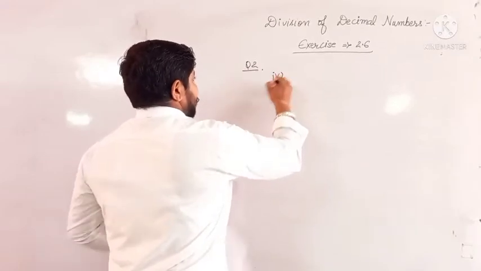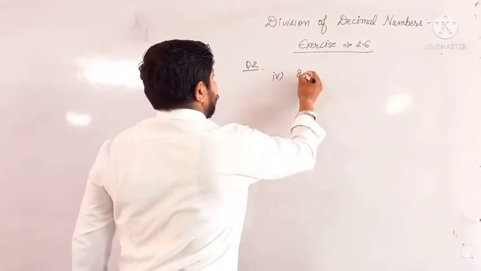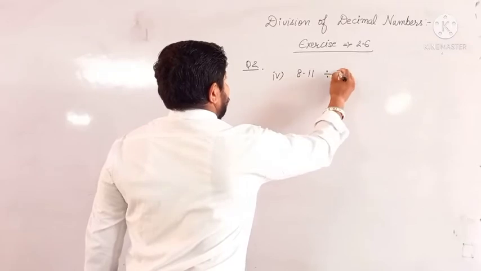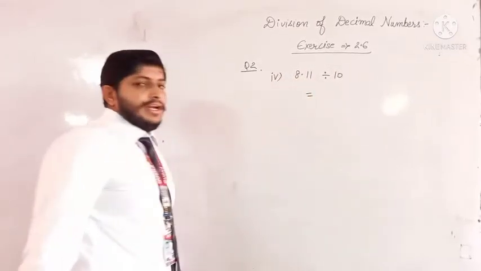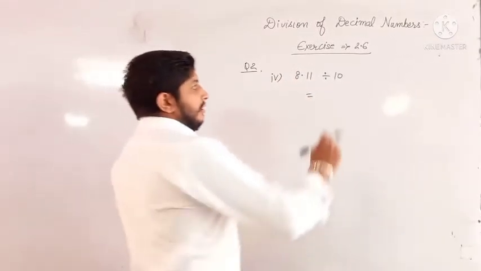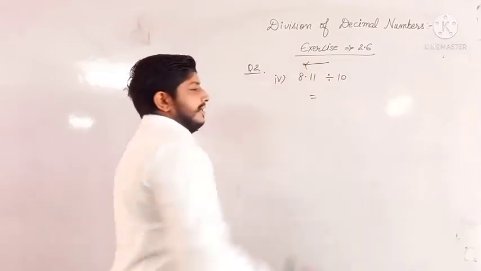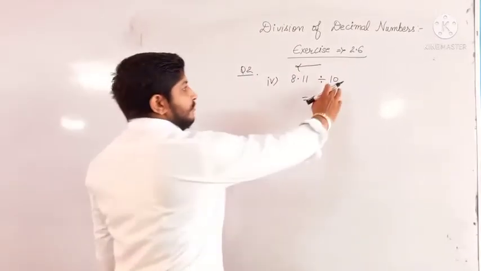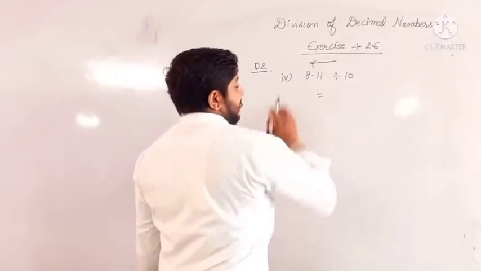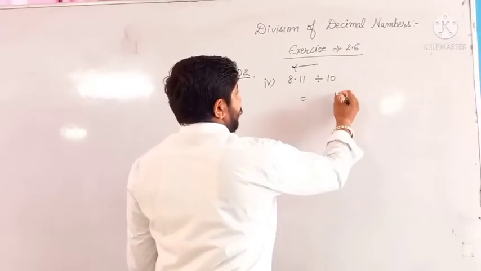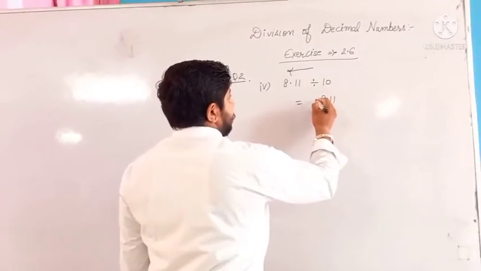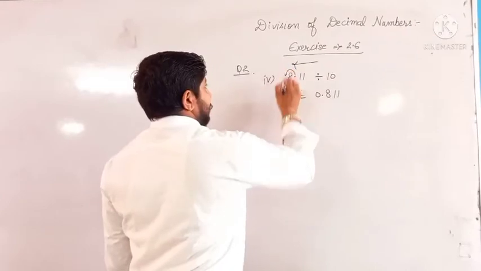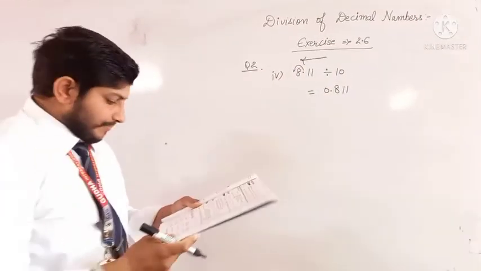In the second question, I will solve the fourth part. 8.11 divided by 10. You know very well, when we divide, our decimal goes towards the left. Here is 1 digit, so the decimal goes 1 digit towards the left. So what answer comes? 0.811, and here the decimal comes 1 digit towards the left. I hope you understand well, beta.